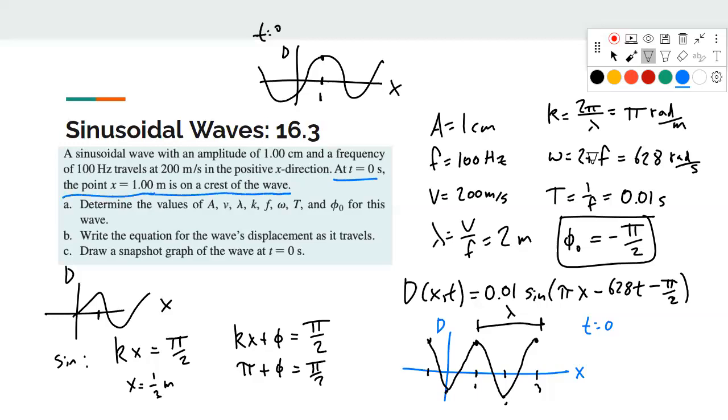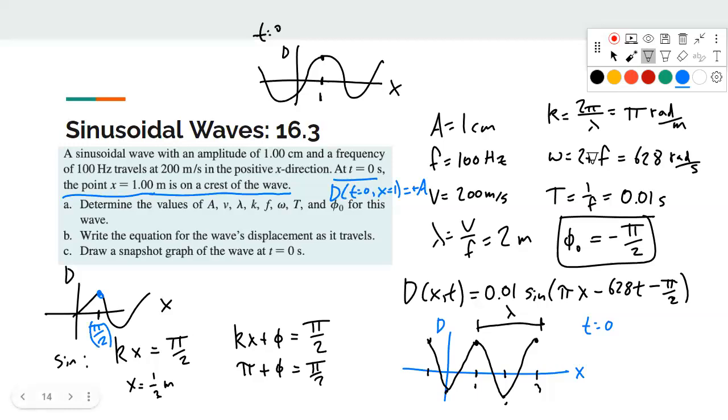They tell you a set of initial conditions, basically. They say at time 0, at position 1 meter, you're on a crest. So you have a plus A as your displacement. This is telling you that D at t equals 0, x equals 1, equals positive A. That's how you would write that sentence mathematically. And so on the crest of a wave, if you're thinking about a sine function, this crest happens at an angle of pi over 2.